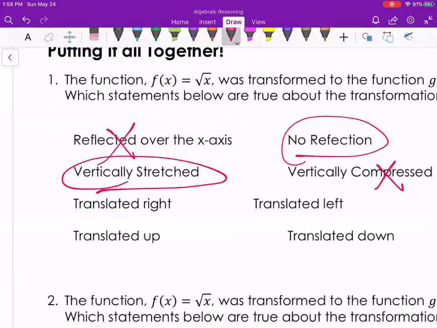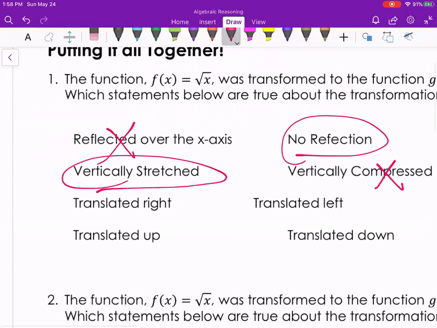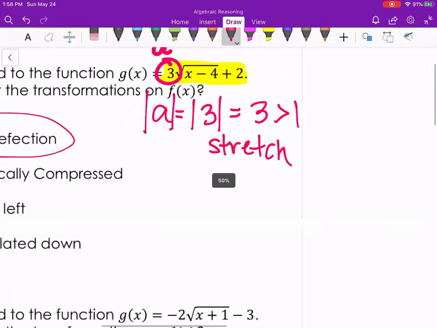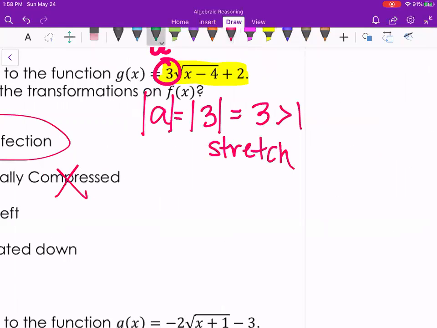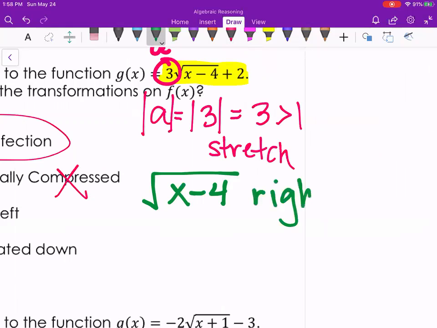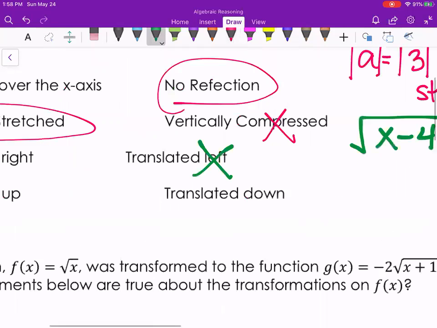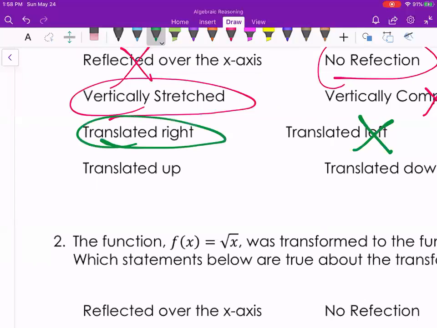All right, now let's figure out what direction did we move? Up, down, left, right. So that means we need to move into the x minus 4 part inside that square root. Insiders lie, so we are going to move right 4 units. So we're not moving to the left, we're going to the right.